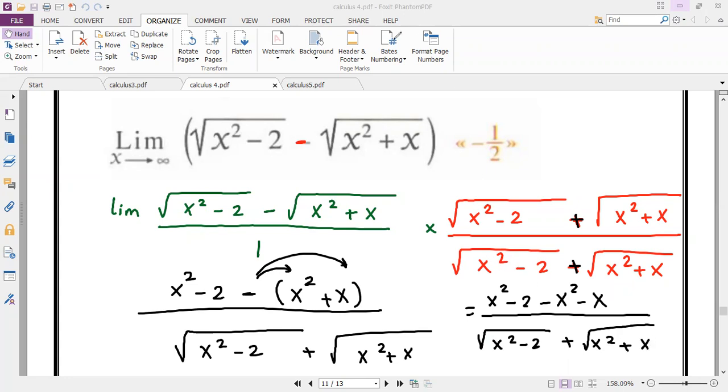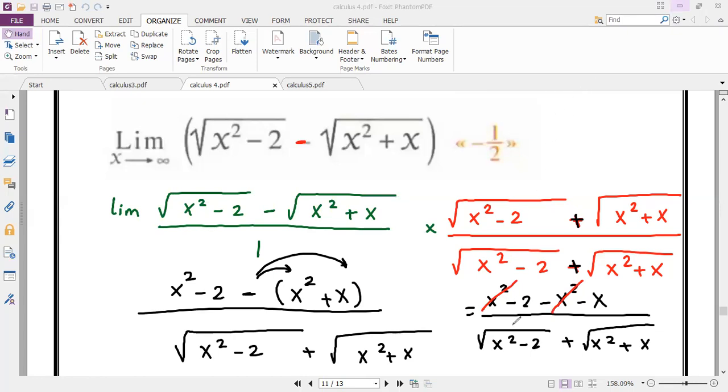Cancel x squared and negative x squared. So we have at the top negative 2 minus x, and we have at the bottom the square root of x to the power of 2. And I want to use the information we have learned. We are going to divide by the term with the highest power at the bottom.